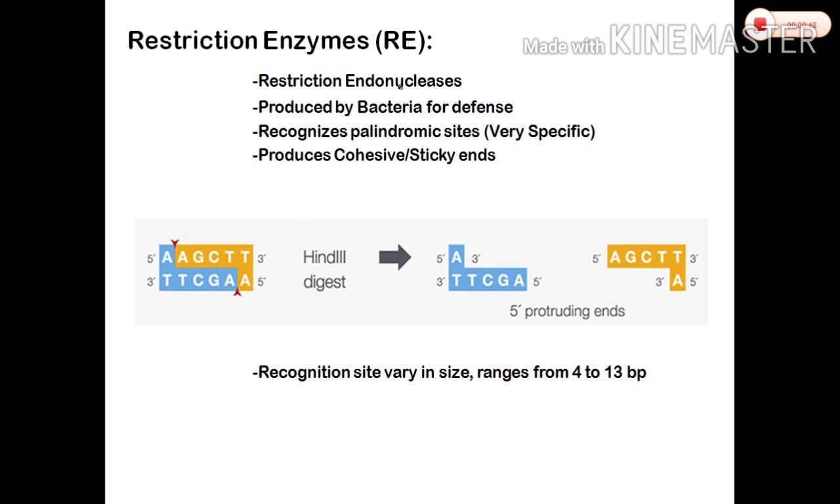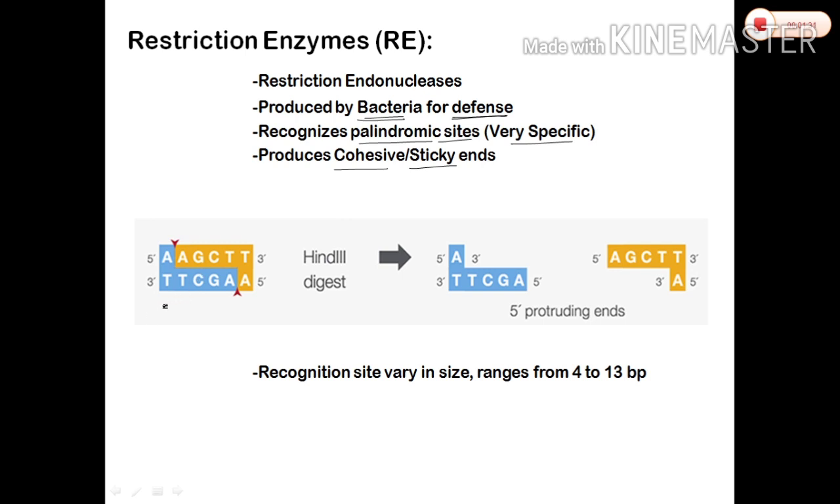So first of all, we have a look at the restriction enzyme. Restriction enzymes are also called restriction endonucleases. They are produced by bacteria for their defense purposes, and they recognize palindromic sites, which are very specific sites. They make a cut in the foreign DNA and produce cohesive ends, sticky ends, blunt ends, and other different kinds of ends. Here we stick to the cohesive end. So here there is an example.